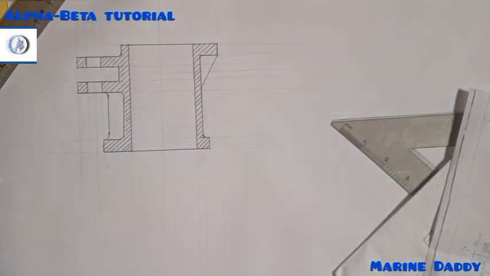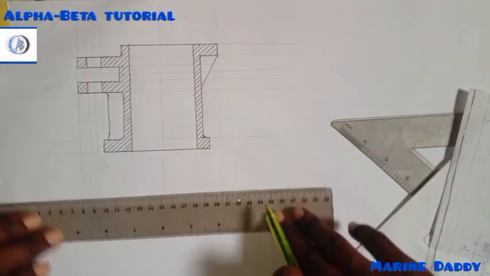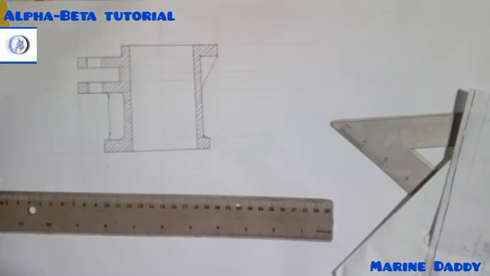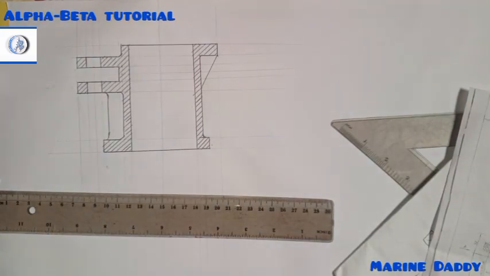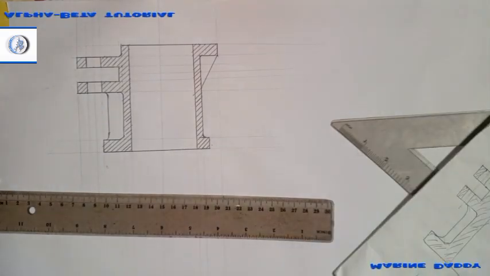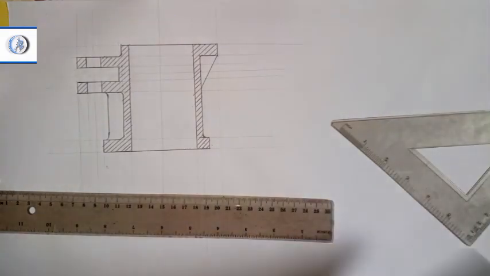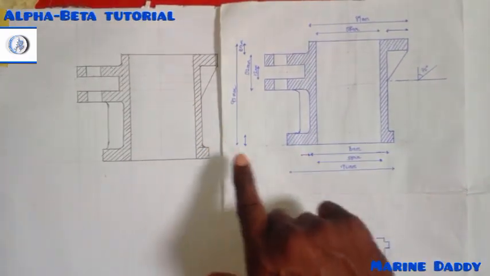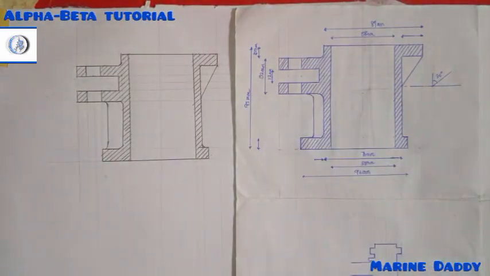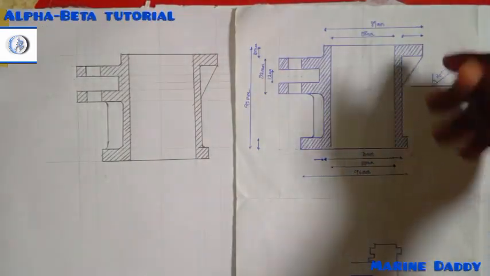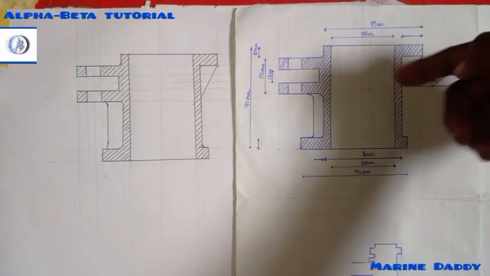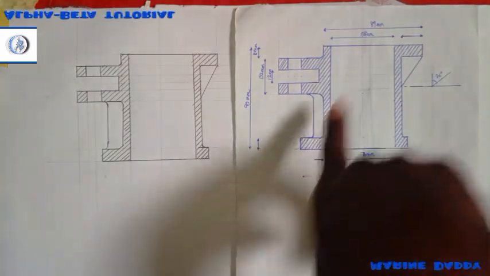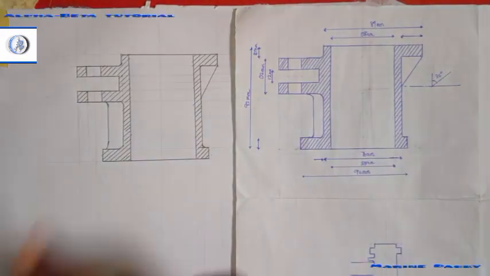So once you are done, you can now dimension. After dimensioning your work, that should be the end. So at the end of everything, once you are done dimensioning, your work is supposed to look like this. You understand? You can put as many dimensions as possible. As you can see, I did not put the whole dimension, so you do it.